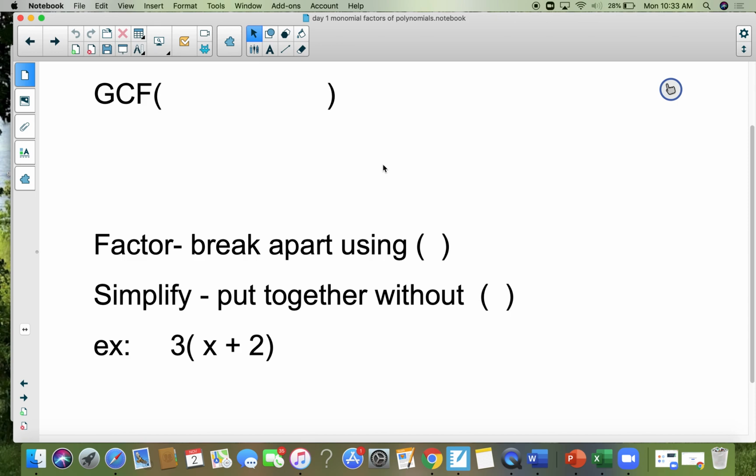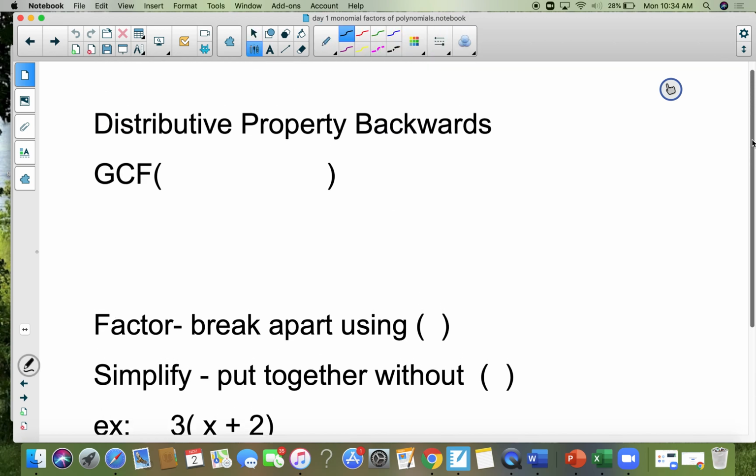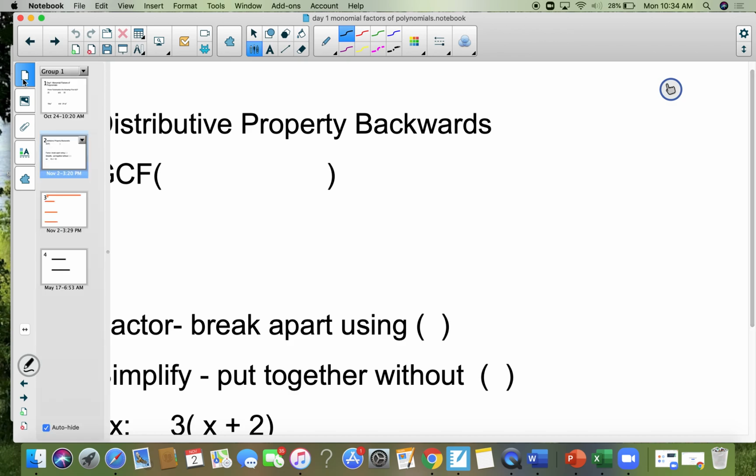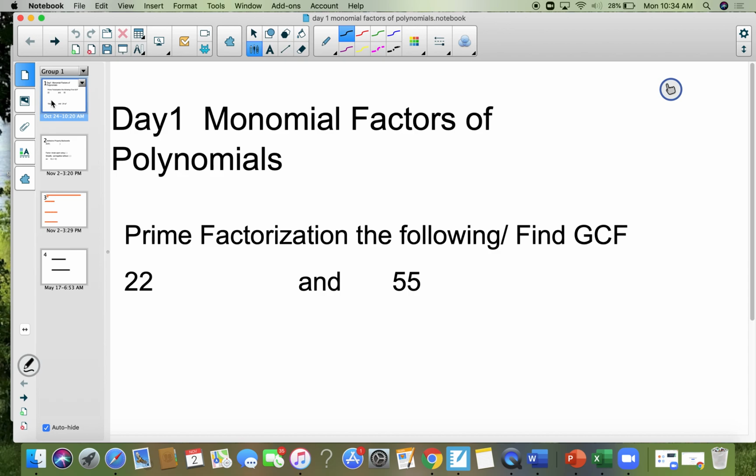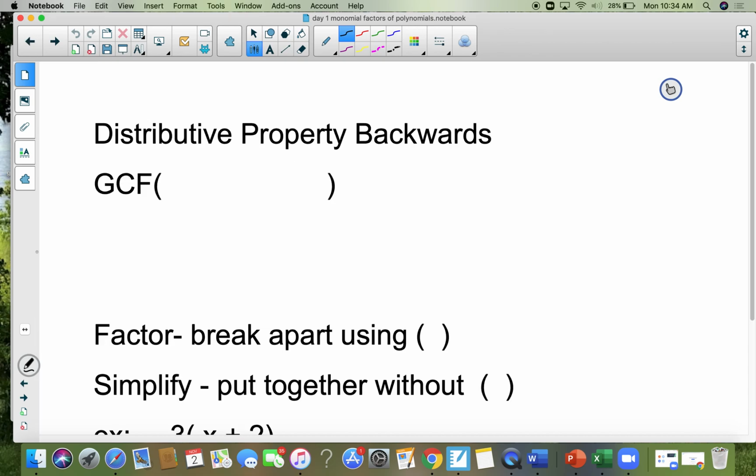Okay, this chapter is all about factoring, or breaking apart a polynomial. If you look at this page, it's day one, but I'm not going to teach you that this year because of COVID. We're going to go down to the second page already, which is called the distributive property backwards. And the whole chapter is all about factoring.